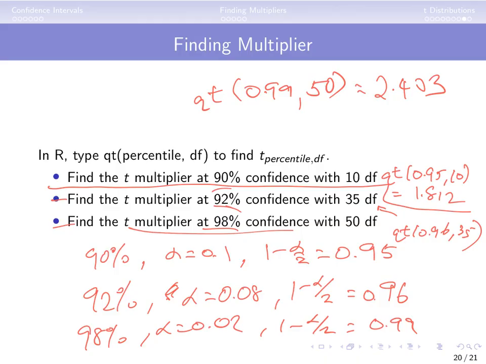So a lot of the concepts are the same. We're putting the percentile over here. It's just that you're using qt rather than qnorm.